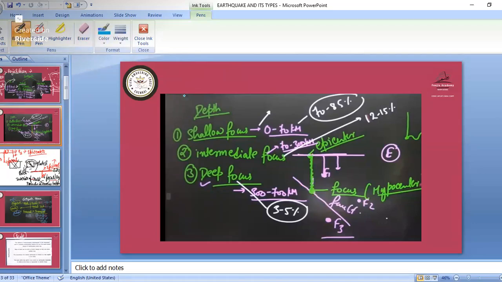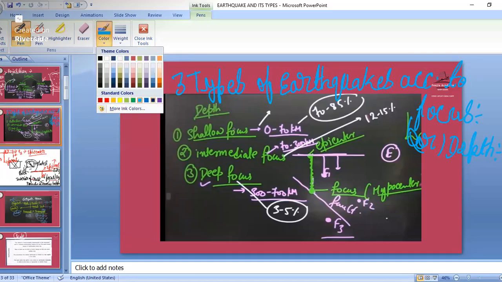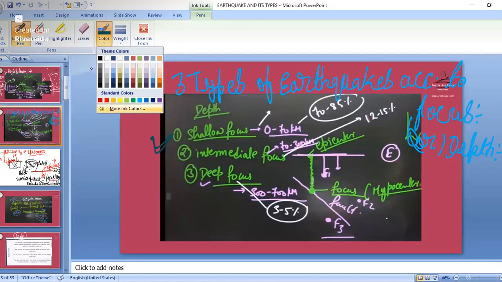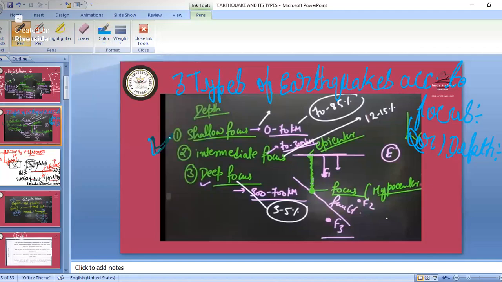So what are all those? 3 types of earthquakes according to focus, or also we can call it the depth. What are the 3 types we have? We have the shallow focus earthquake, and in the shallow focus earthquake, what will happen? We saw that in the shallow focus earthquake, the focus will be located near the surface.